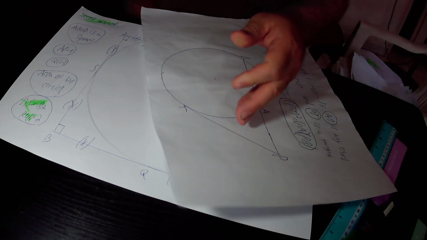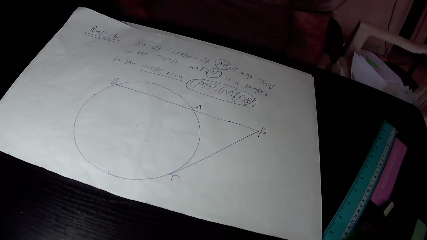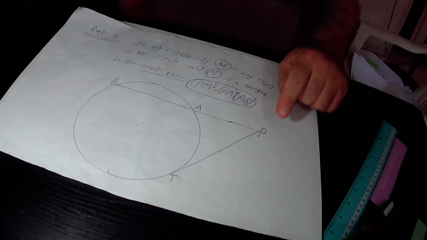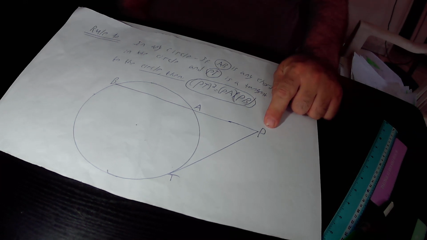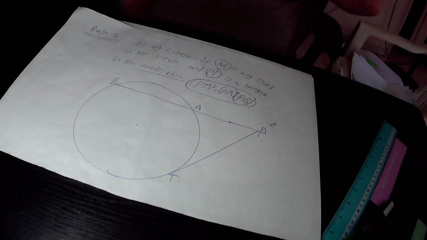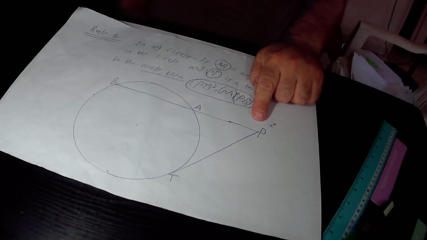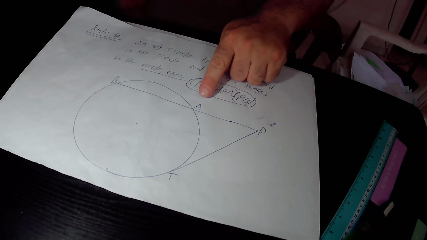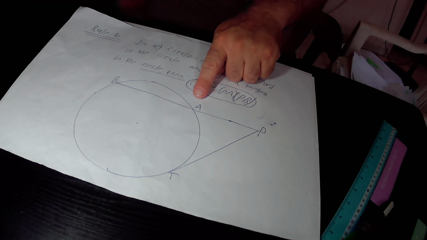According to rule 10, in any circle, if AB is any chord in the circle and PT is a tangent to the circle, then PT squared equals PA times PB. So from this common external point, point P, we have here tangent PT that is tangent to this circle at point C. In addition, from the same common external point, point P, if we draw a straight line, it will cut the circle at 2 points, A and B.